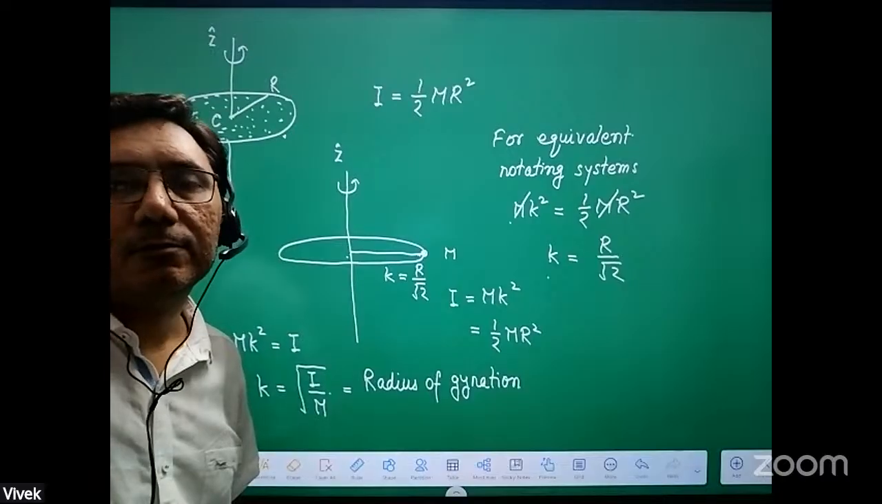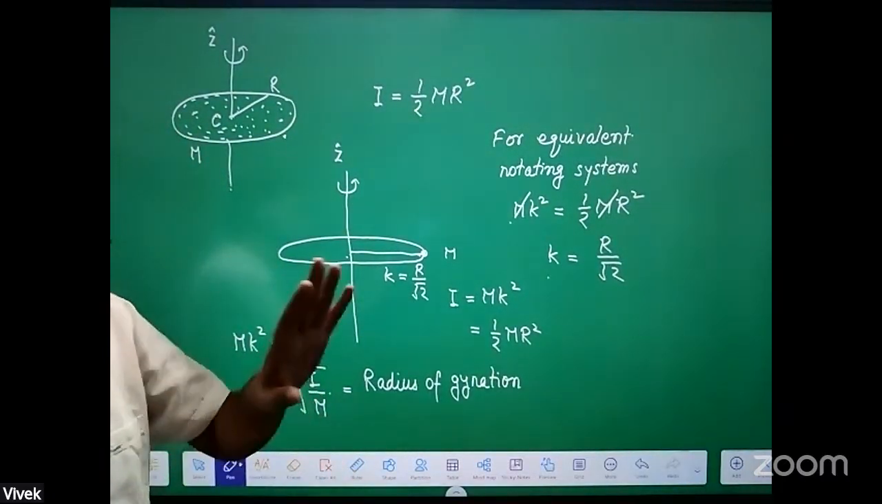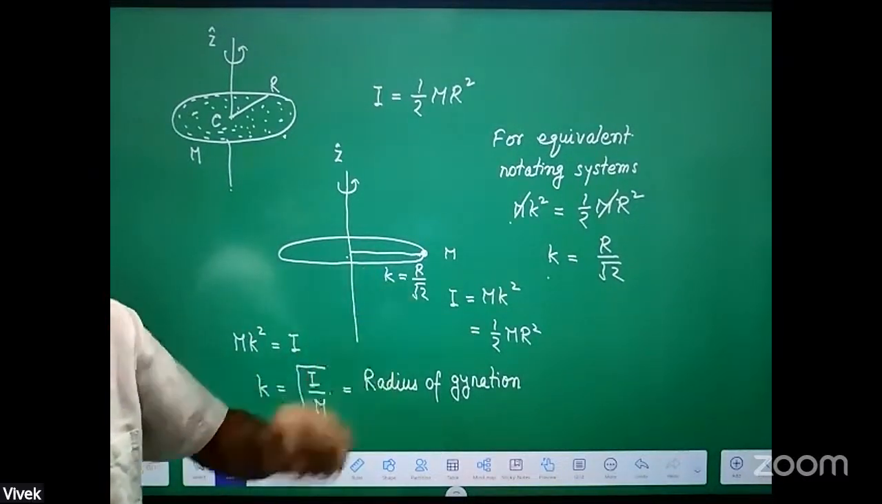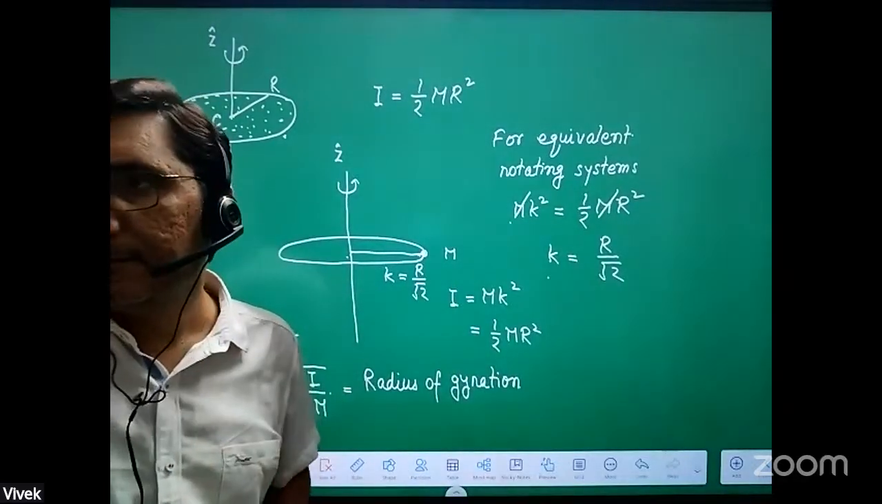Hello? Yes, sir. Okay. So basically, moment of inertia is playing the same role as mass does in case of translational motion. It is opposing any change in the rotation.